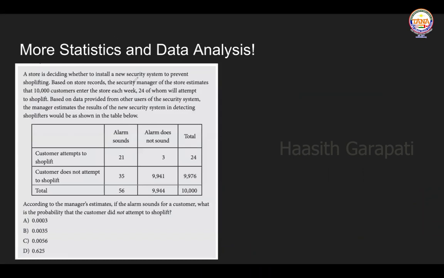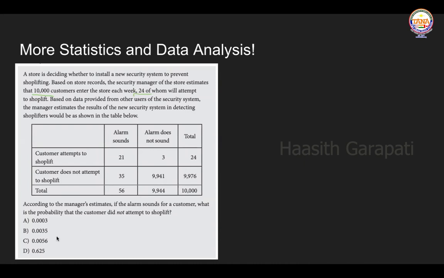Okay, more statistics and data analysis. So another thing that HT likes to do is give you a lot of data questions rather than graph questions. So let's read this. We have a store and they're deciding whether or not to install a new security system. Based on records, the security manager estimates that around 10,000 customers enter the store each week, 24 of whom will attempt to shoplift. Based on the data below, according to the manager's estimates, if the alarm sounds for a customer, what is the probability that the customer did not attempt to shoplift?